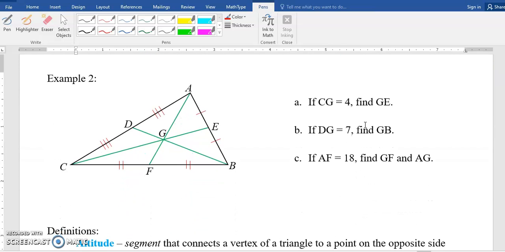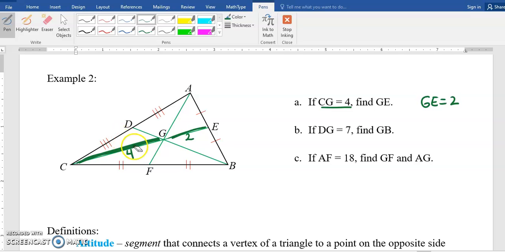Here are 3 examples using the same diagram. If CG is 4, well, CG is the longer piece. So if this is 4, the shorter piece would have to be half of that, or 2. GE is 2. So when you're talking about the two pieces, it's half and double. When you're talking about the whole thing, it's 1/3, 2/3.